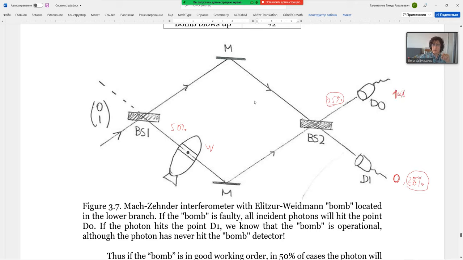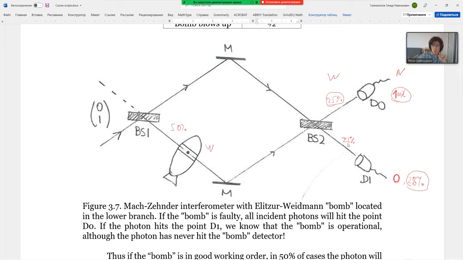So if the bomb is not working, with 100% certainty the photon gets to D0. But if the bomb is working, with 25% certainty the photon would go to D0. So if the photon hits the detector D0, we cannot separate the cases of a working and not working bomb. We don't know. However, there is a 25% chance that the photon would hit the detector D1.